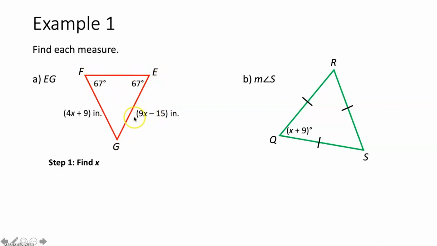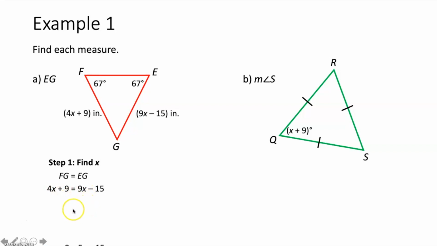And if I know that they're congruent, I know their measures are equal, so then I can substitute in the measure of segment EG, which we know is 9x minus 15, and that goes in here. I can substitute 4x plus 9 in for the measure of segment FG right here. Now all I have to do to find x is just solve this equation for x.